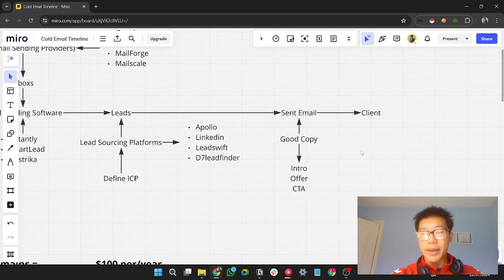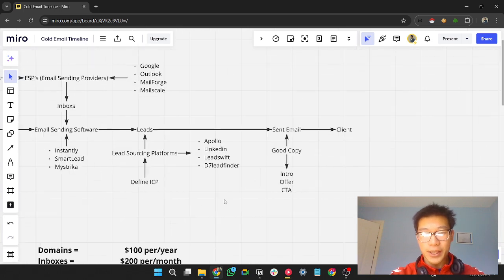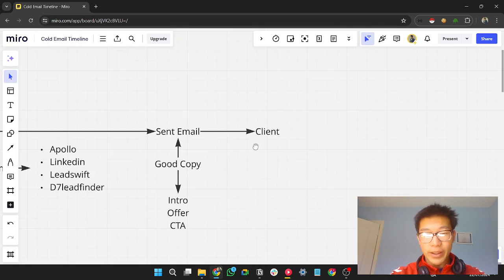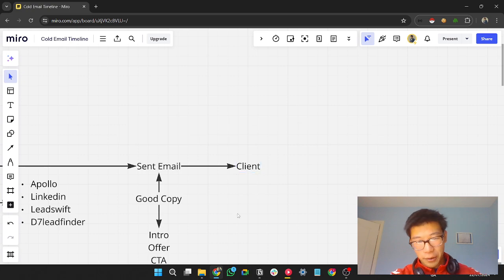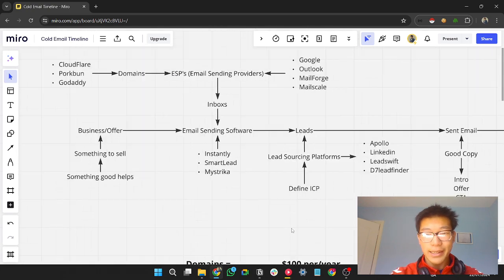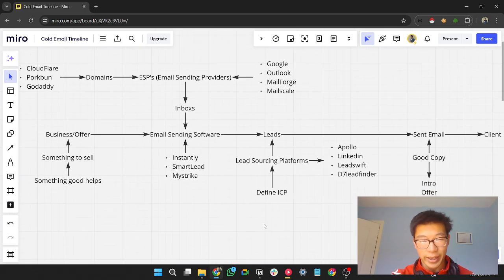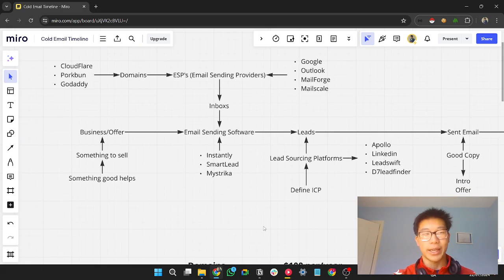And then you need to send an email. Whoa, who would have thought? So you send the email, you write some good copy, and this is free. And then all of this equals a client. Of course, there's some volume involved, but let's just reverse engineer this, or let's just go through what is free and what isn't.